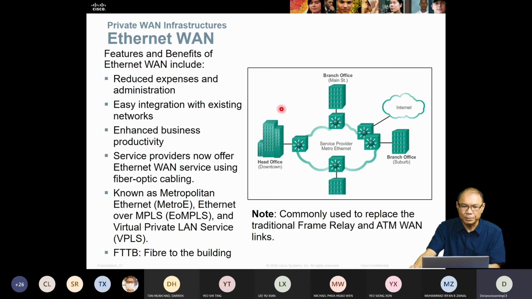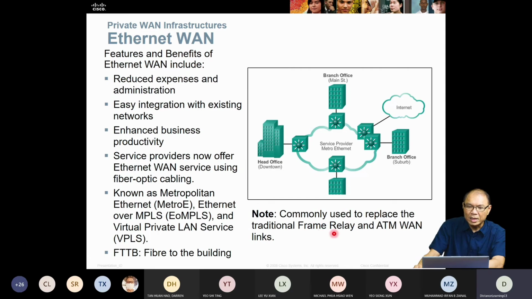Another one is the Ethernet wide area network. The Ethernet wide area network is also a private wide area network infrastructure. If you cannot remember all the features or benefits, be it network technology or other things, you can remember cheap, good, and good service. Reduce expenses and administration, easy integration with existing infrastructure or existing networks, and of course, enhance business productivity. So this is the technology called Ethernet Wide Area Network.